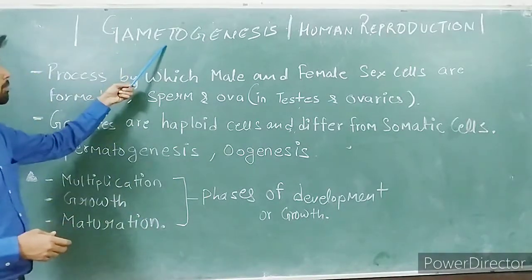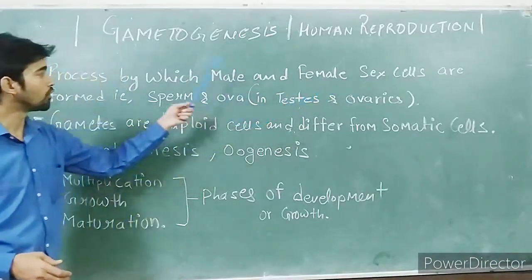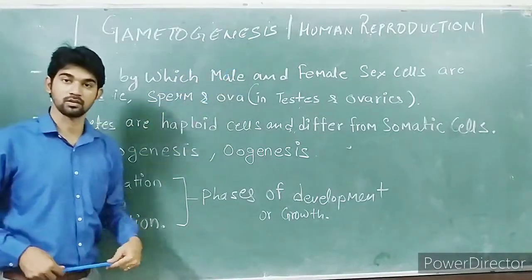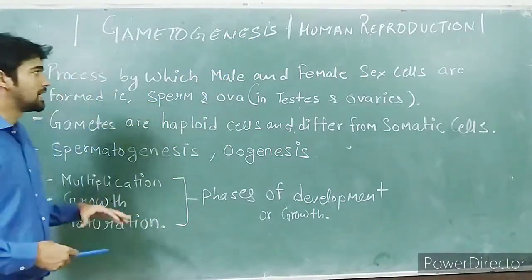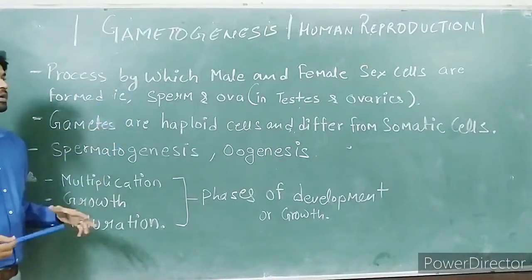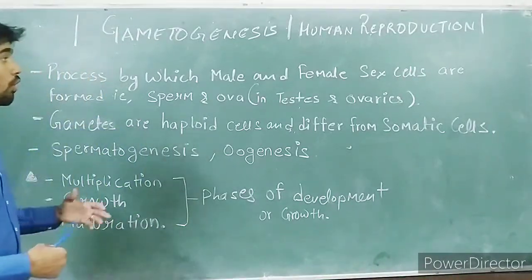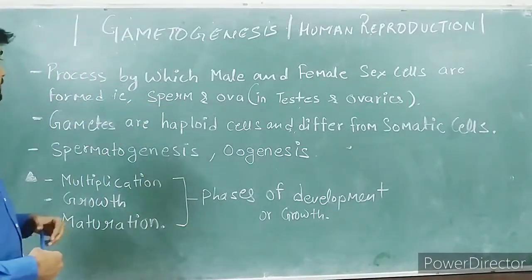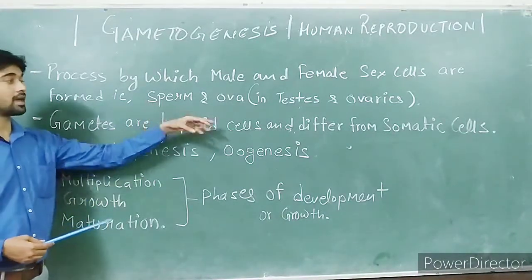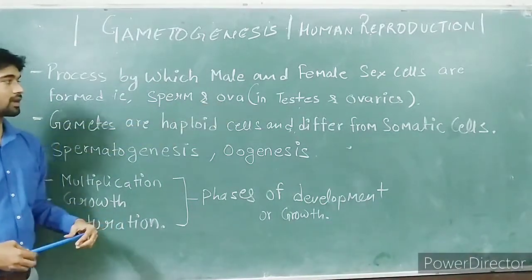Here, gamete means the sex cells known as sperm and ova, and genesis means formation or birth. By definition, it is a process by which male and female gametes are formed, or the sex cells, and they are known as sperm in males and ova or egg cells in females.